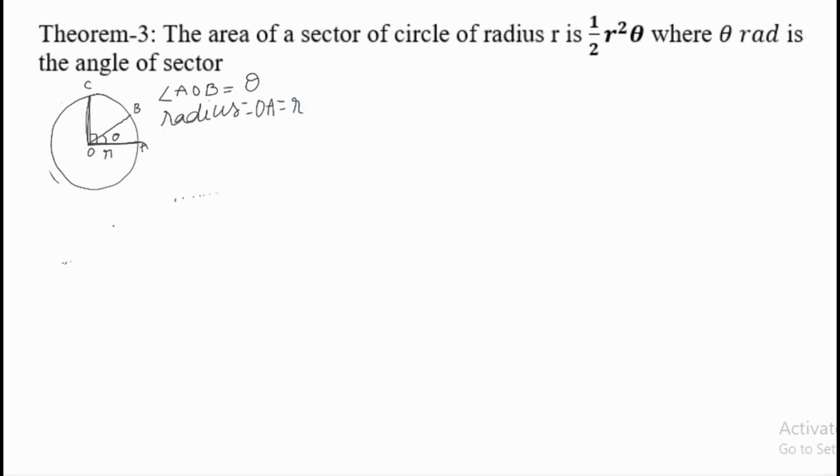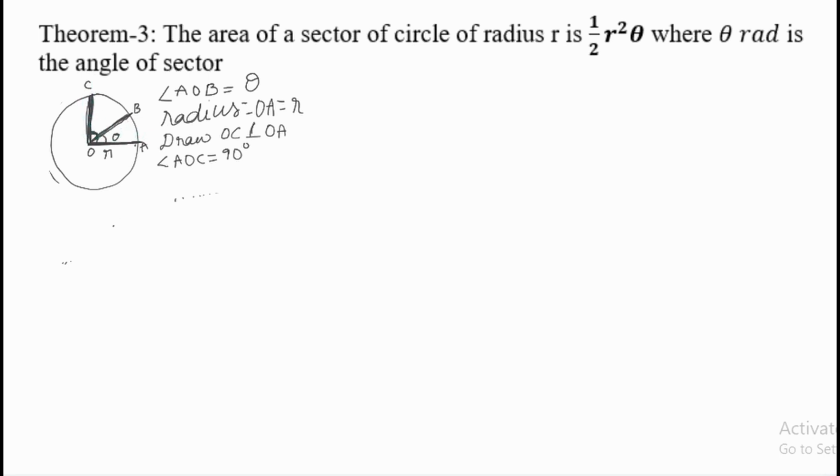Then we drew a line OC perpendicular to OA. Now we have an angle AOC which is equal to 90 degrees. First, to find out the area of this sector, let us find out the area of the bigger sector. So to find out the area of this bigger sector, we know that it has an angle of 90 degrees.